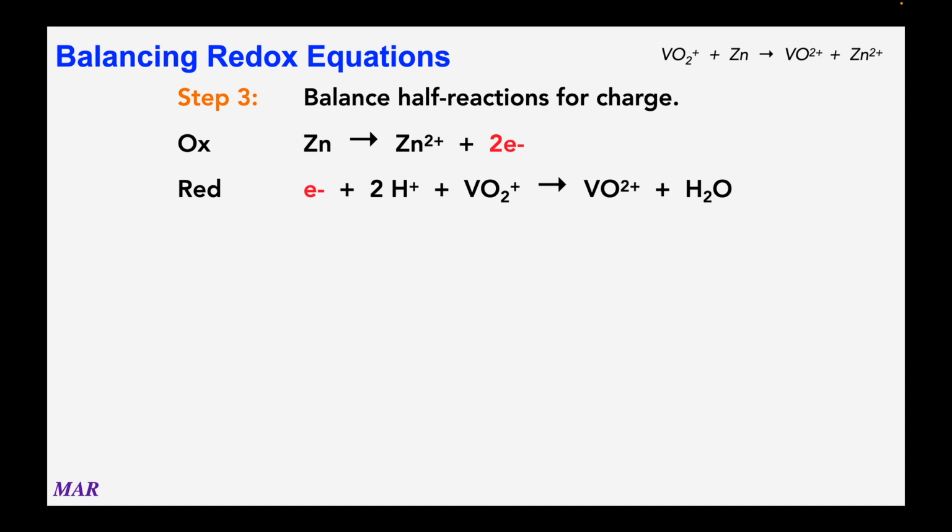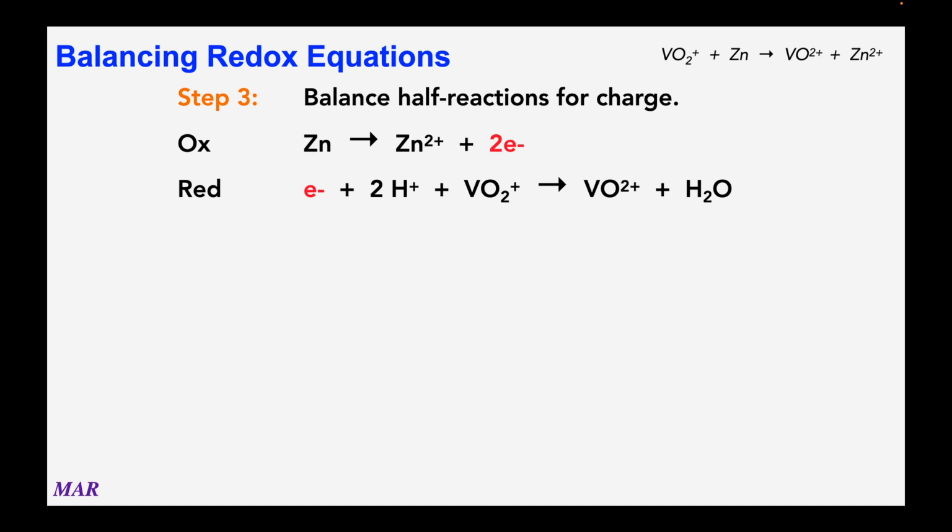2H plus, that's 2 times plus 1, positive 2. So you've got positive 2 from the H plus and a positive 1 from the VO2 plus 1. Positive 3. Well, positive 3 on the reactant side does not balance positive 2 on the product side, so we're going to have to add 1 electron to make them balance out.